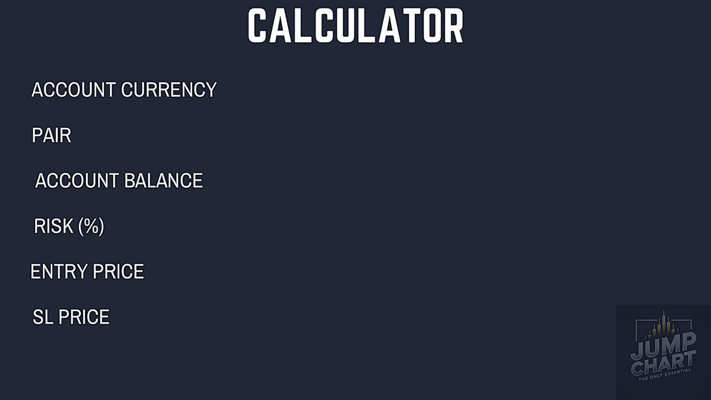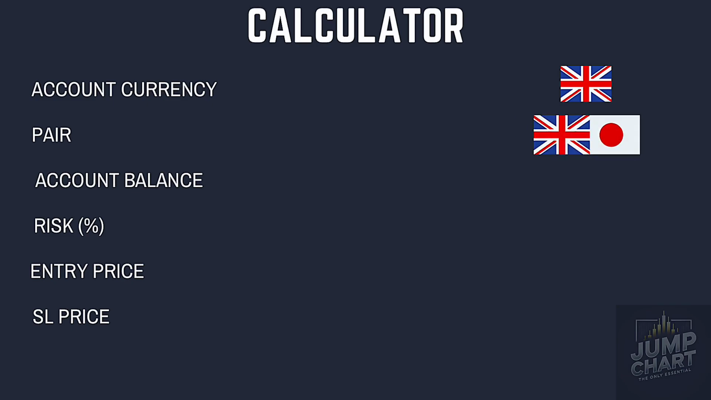At this point, we simulate a short trade using a position size calculator for demonstration purposes. Our account currency is set to GBP as this is my currency, and we are trading the GBP JPY pair, or pound yen. The account balance is set to £10,000 for simplicity, and we have chosen to risk 1.5% of that amount on this trade.